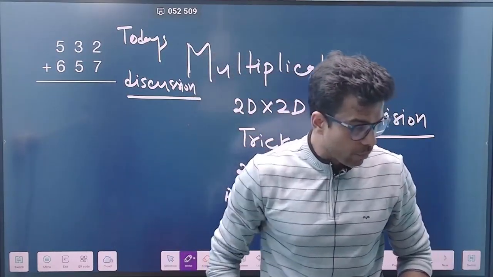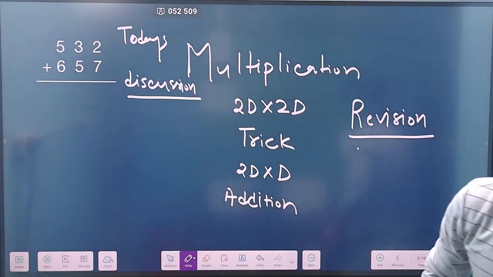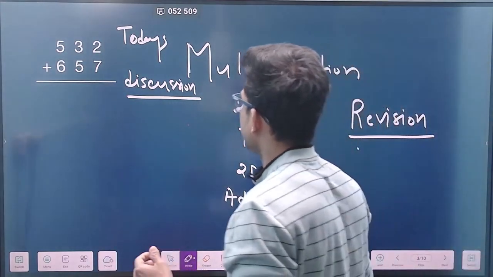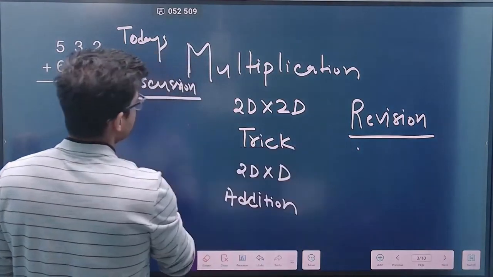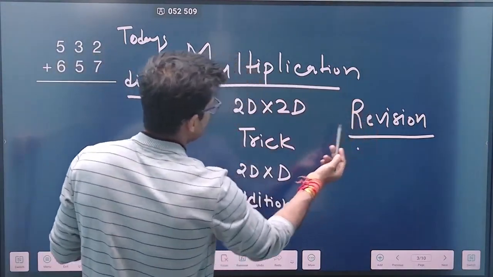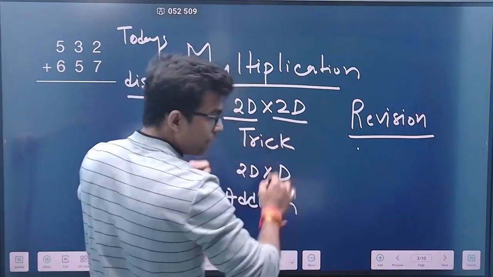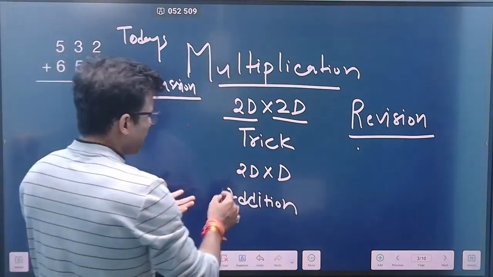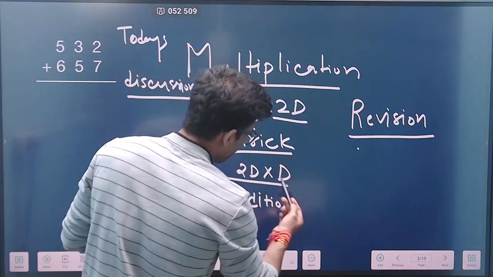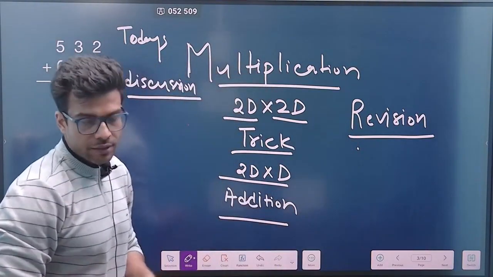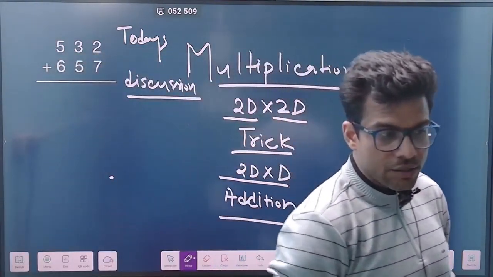So basically the point of today's discussion is that what we have done, we will revise. The discussion is around the topic which we are doing, multiplication. Today we'll be discussing a 2-digit number multiplied with a 2-digit number. Then we'll learn some trick, then a 2-digit number multiplied with a single-digit number, then addition, and then we'll do the revision. So these are the discussions of today's class.